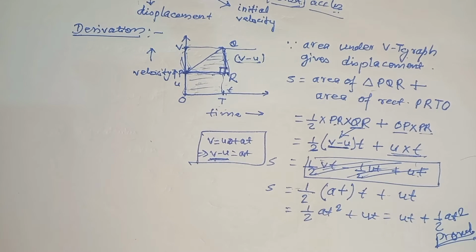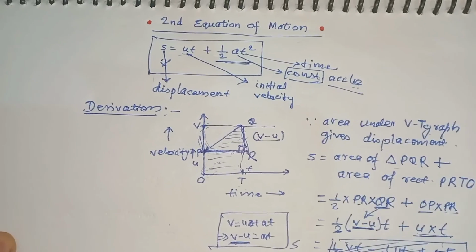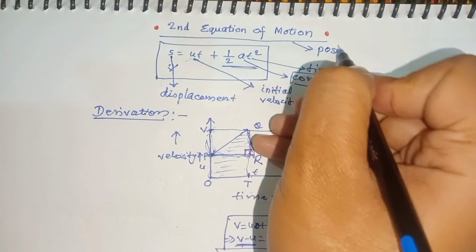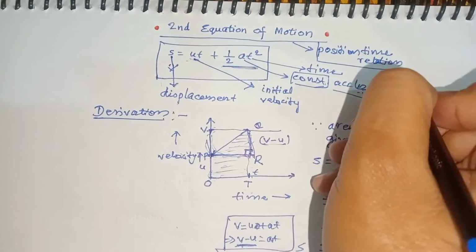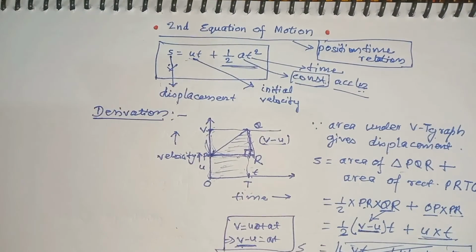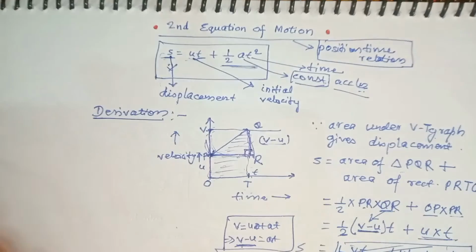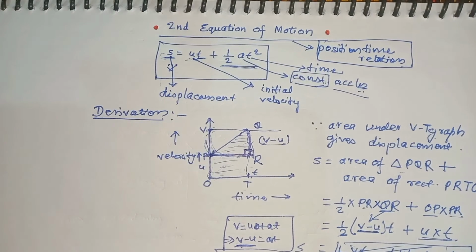Okay, this relation is also called the position-time relation. We should remember this. This second equation of motion is also called the position-time relation because S is position and T is time. So mainly it is a position-time relation. Okay, now let us see this.